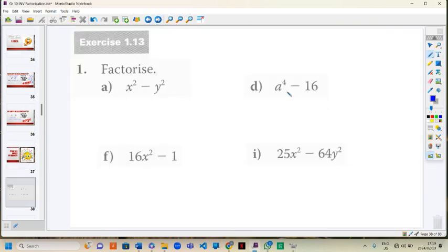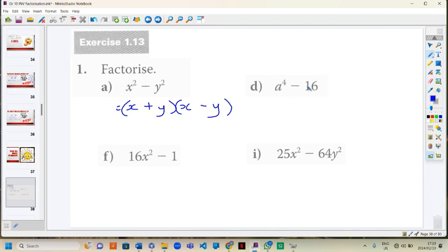Pause the video, look at these. See if you can do them by yourselves, and then play the video again and watch me do it. I see I've got a difference of 2 squares. But before I do anything, I need to see if there's a common factor. Is there a common factor there? No, good, so I can just start. I open up 2 brackets, I put in a plus, I put in a minus. Square root of the first term, x, square root of the last term, y and y. Boom, shakalaka.